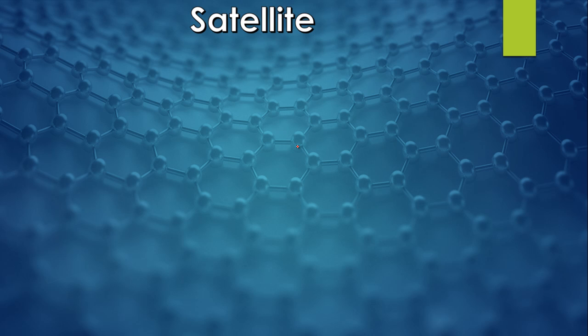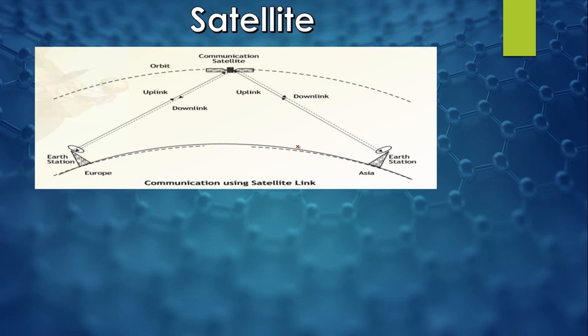Now the next one is the satellite. Suppose two offices are present at different locations or different points of the earth. How can the communication be performed between these two? They cannot send data directly, because if this office sends data, then obviously the data will end at this point. So what they do is use a satellite. Suppose this station is situated in Europe and the other station is situated in Asia. So this station wants to send some data to the other.